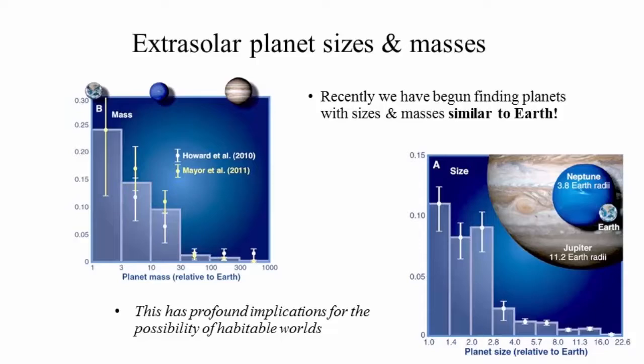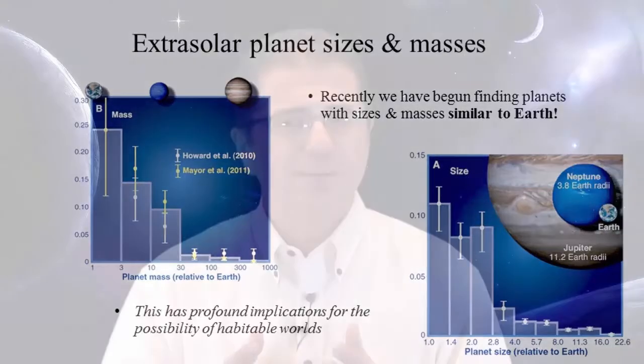This, of course, begins to get us curious. What could be on these smaller planets? Are some of them terrestrial in nature, like Earth? And this, again, has profound implications, doesn't it?